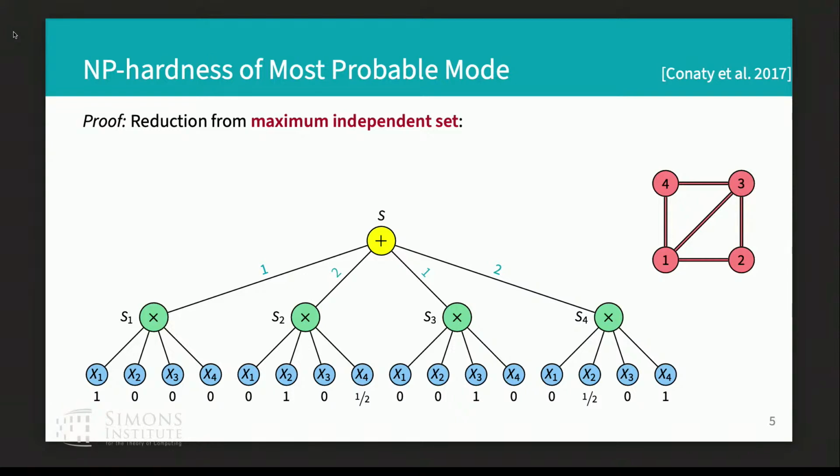And I'm doing this just by placing this indicator distribution here, right? Which just gives one if x1 is 1 and 0 otherwise. And then for the nodes that are not connected to all the nodes, to make it smooth, you will have to add some uniform distributions, which is a way of saying I don't care what the values of those other variables are, right? And then you can show that you have a maximum independent set of a certain size if and only if the most probable configuration is above some threshold, right?